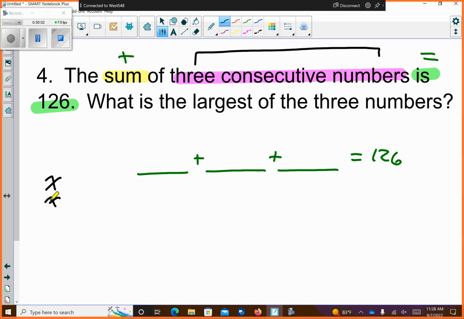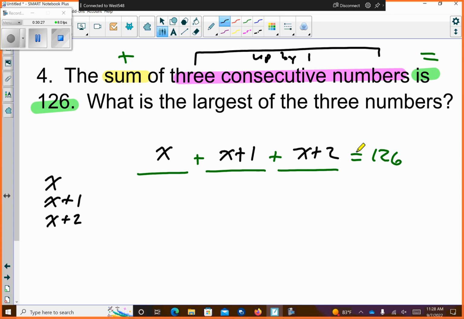X, what's the next one? X plus 1. Good job. And the next one would be? Nope, 2. You're adding 1 each time. Because it's consecutive, you go up by 1 each time. So x plus 1, x plus 2. Looks like that. We good so far?